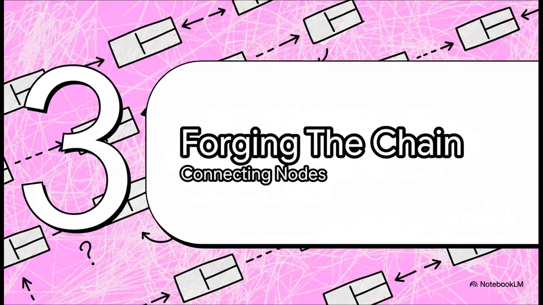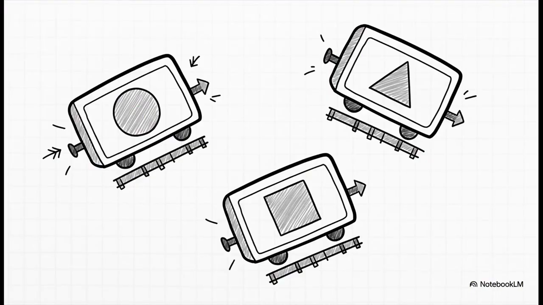Okay, so now we have our individual train cars, our nodes. It's time for the fun part. Let's actually connect them and forge the chain. So we start out with three completely separate nodes. As you can see, they've each got their own little piece of data. But right now, they're not a list. They're just three unconnected train cars sitting on totally different tracks, completely independent.